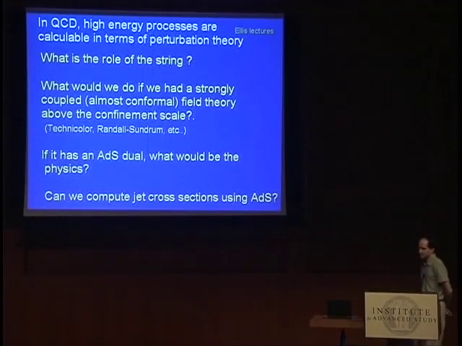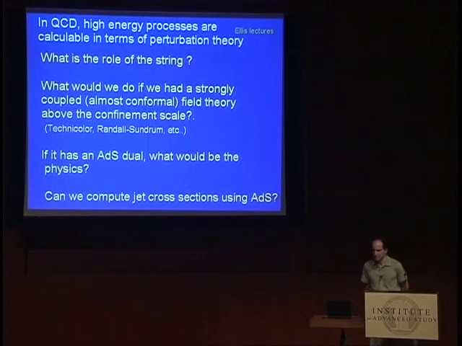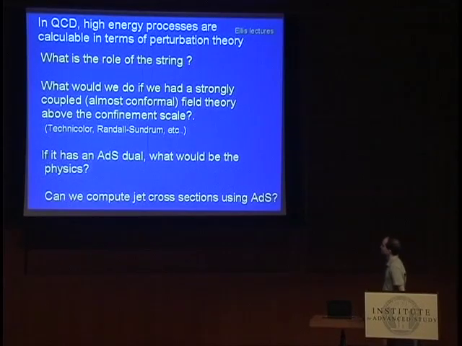Now another question we could ask is, suppose that the new physics we would discover in the LHC, or would probably have in the LHC, is a conformal or almost conformal field theory above some confinement scale that would be the electroweak scale. So we have something like a technicolor theory or Randall-Sundrum model, and above that scale we have a new field theory that could be a conformal field theory but with, let's say, strong coupling. And so how would we do calculations in that theory? In particular, if that theory had an AdS dual, then what would be the physics and how do we compute various observables in terms of the AdS dual?